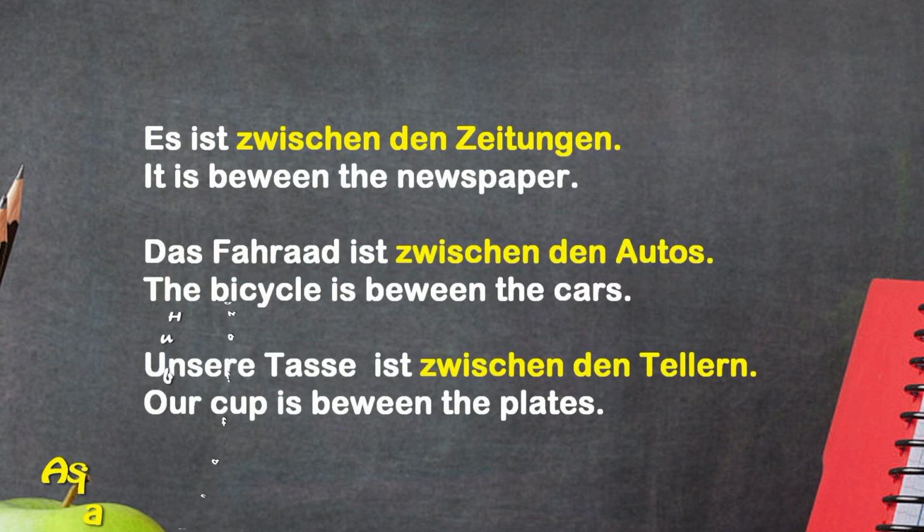Es ist zwischen den Zeitungen. It is between the newspapers. Das Fahrrad ist zwischen den Autos. The bicycle is between the cars. And unsere Tasse ist zwischen den Tellern. Our cup is between the plates. So these are the examples of plural.